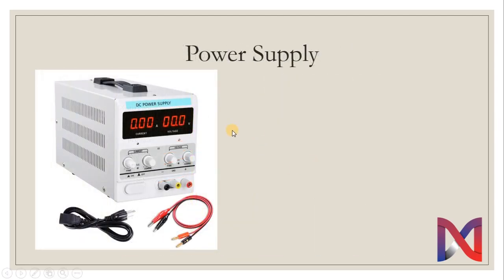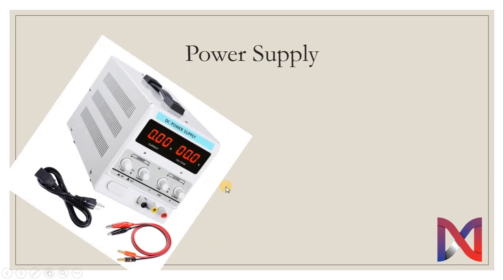Let's proceed to the power supply. This is how a power supply in a lab looks like. It has digital display for current and voltage. Here are the terminals for setting the respective current and voltage. This is the main cable from where source is provided to the power supply, and these two cables are for taking the current or voltage from this power supply to be supplied to the circuit.